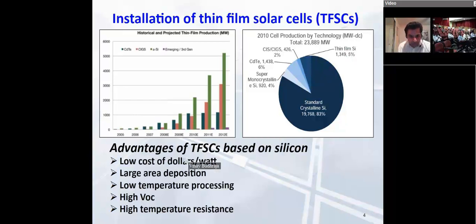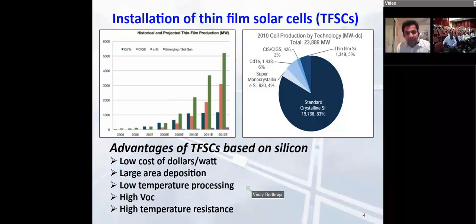So why is it happening? Because of the several advantages. Here are the advantages of thin film solar cells which are based on silicon. It has a low cost in terms of dollars per watt. It has large area deposition, so it can easily grow on a large substrate. The world's biggest solar module has been produced in amorphous silicon. It has low temperature processing because of the PECVD technique. I just want to make clear that thin film doesn't mean the thickness of any layer. It means that it follows deposition techniques, where all layers are deposited. So it has low temperature processing.